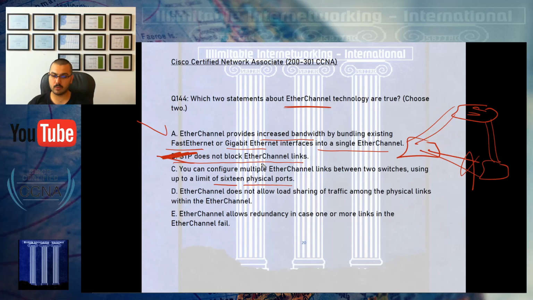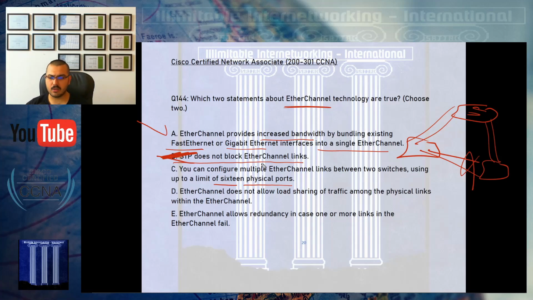C, you can configure multiple EtherChannel links between two switches using up to a limit of 16 physical ports. 16 what totally, or per EtherChannel? Because per EtherChannel some software provides up to 8 ports, others up to 16. Also Juniper and Huawei have up to 8 and up to 16. But you are saying multiple EtherChannel links, not bundling multiple physical ports into one EtherChannel. This is tricky.